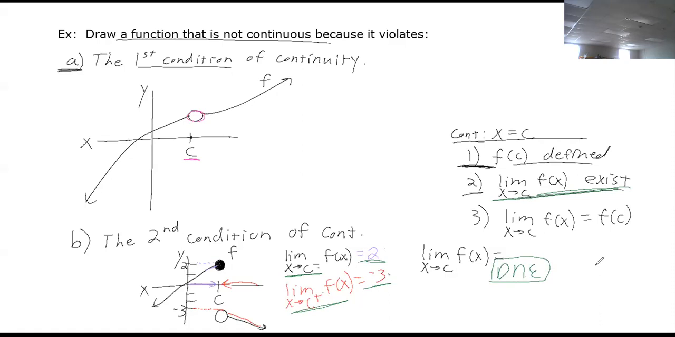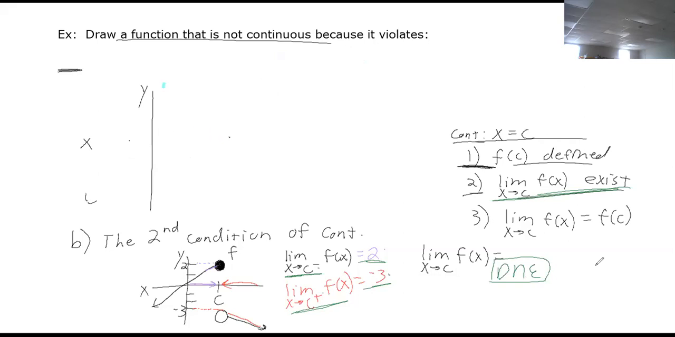How about our third condition? Let me erase all this stuff here. Third condition of continuity. What is that third condition? If I look over to the side here, let me get my pencil back. Pick a different color, maybe this one. The limit as x approaches c of f of x must equal the function value at c. Let me draw for part C. Give you some directions first. Draw a function that's not continuous because it violates the third condition of continuity.